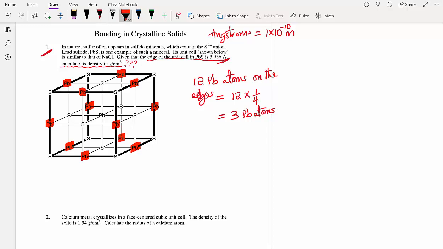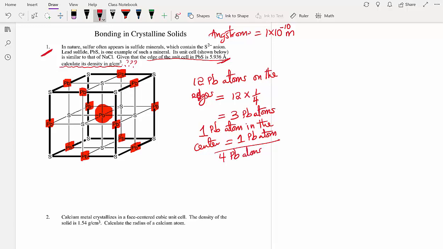There is one more lead atom here, and that lead atom is in the center of the unit cell. One lead atom in the center, that is one full atom. If you add all of the atoms of lead in the unit cell together, you have 4 lead atoms. Let us now begin with sulfur.